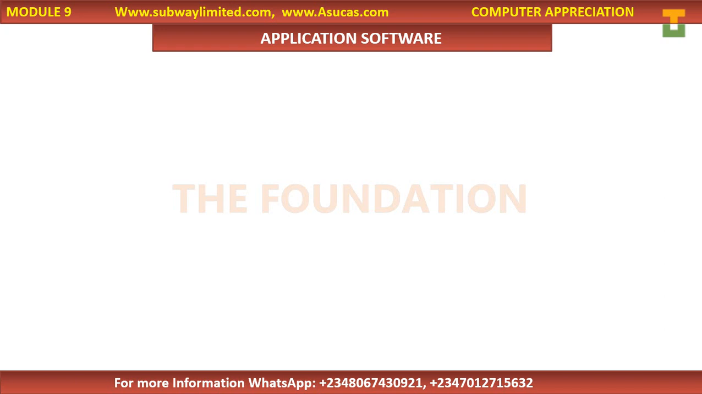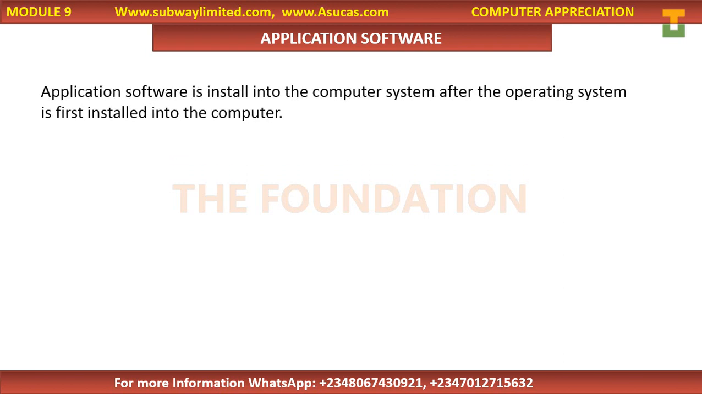Okay, application software. This is what we will be using basically to communicate with the computer, and we use it to solve our daily challenges. What is application software? These are special programs that are designed for us to solve our daily tasks. So, application software is installed into the computer system after the operating system is first installed into the computer.